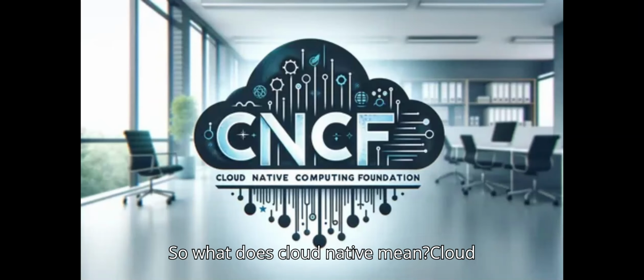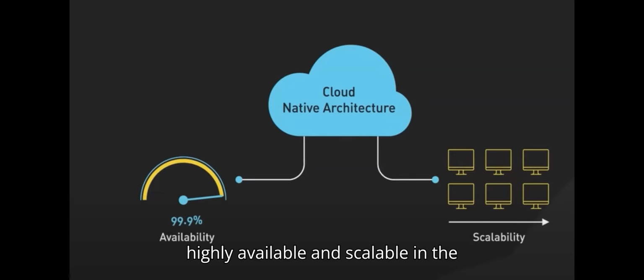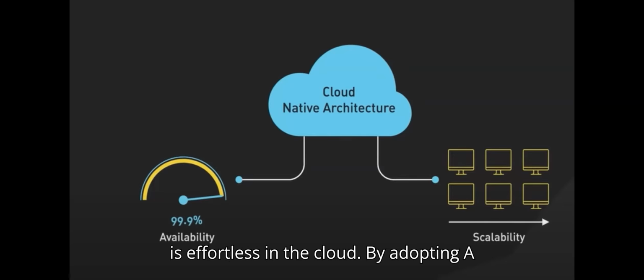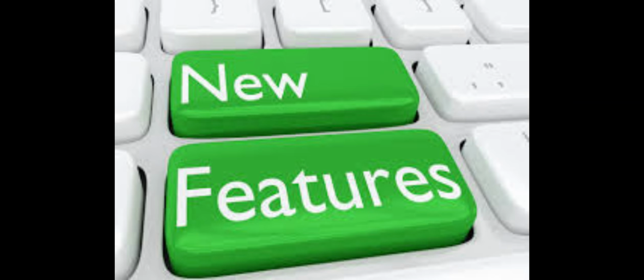So, what does cloud native mean? Cloud native applications are designed to be highly available and scalable in the cloud for fast provisioning, and scaling is effortless in the cloud. By adopting a cloud native approach, companies can release features quickly without sacrificing availability.